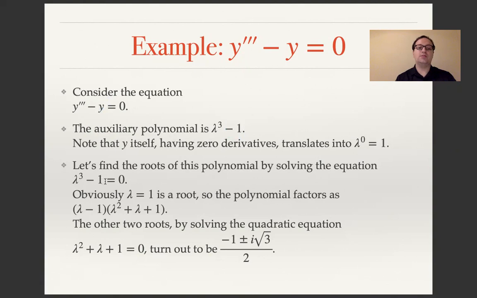So let's find the roots of this polynomial. Let's solve the equation lambda cubed minus 1 is equal to 0. And again, in order to find them, we need to factor the polynomial. It's clear that 1 is a root. I mean, we can see by plugging in lambda equal 1: 1 cubed is 1, minus 1, that's 0. So then we should factor the polynomial, and we get that lambda cubed minus 1 is equal to (lambda minus 1) times (lambda squared plus lambda plus 1).